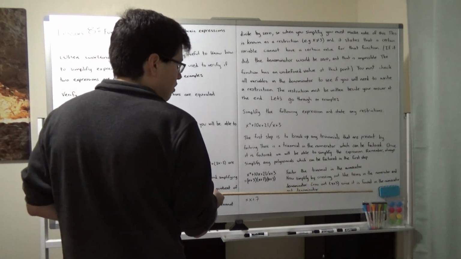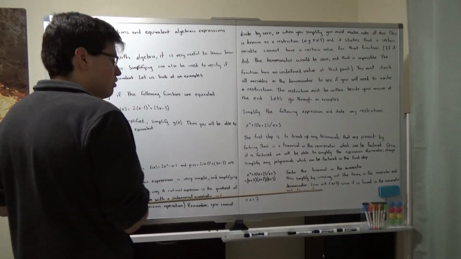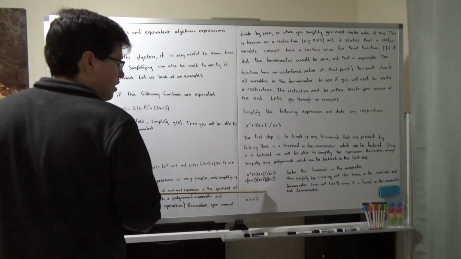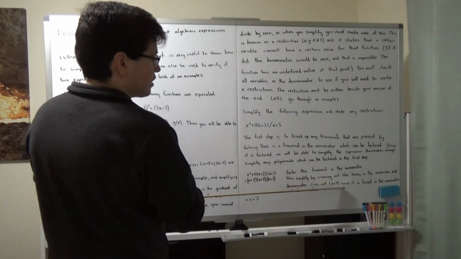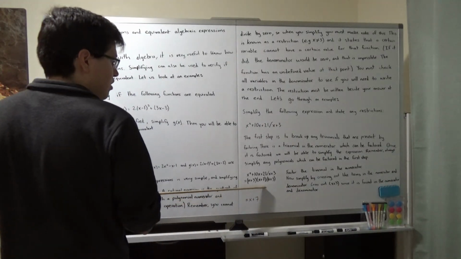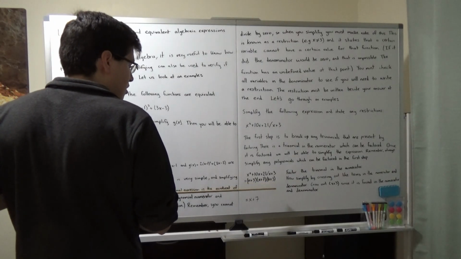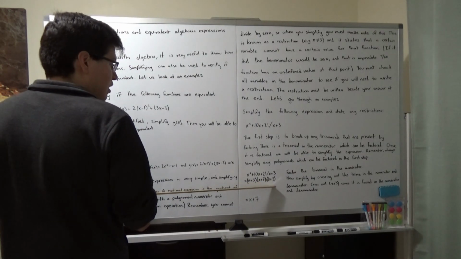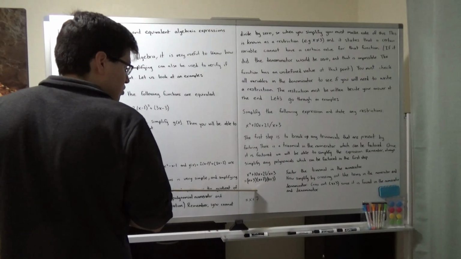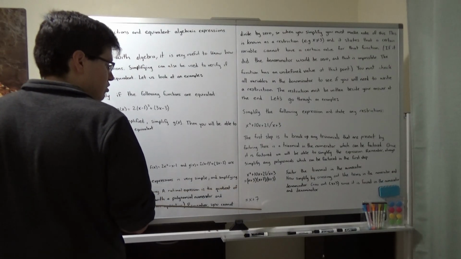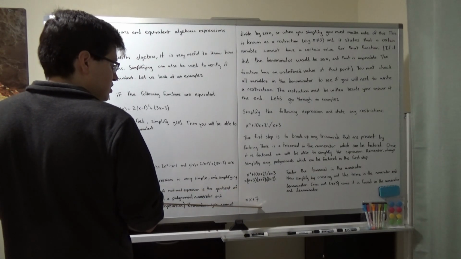Now simplify by crossing out like terms in the numerator and denominator. We cross out x plus 3 since it is found in the numerator and the denominator, which leaves us with x plus 7. So we bring that down, equals x plus 7.